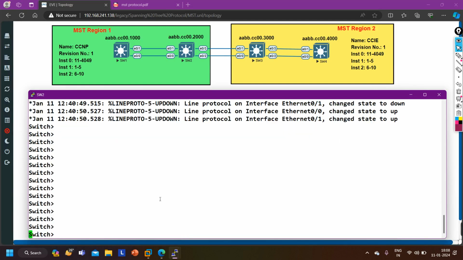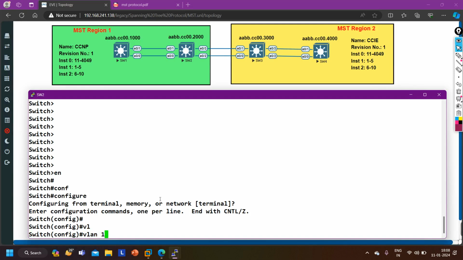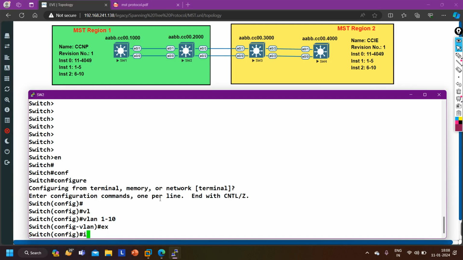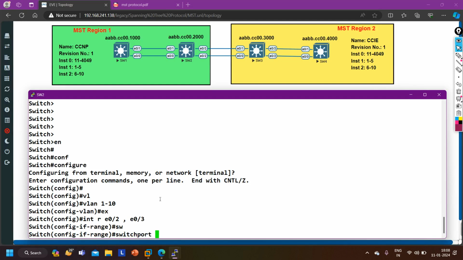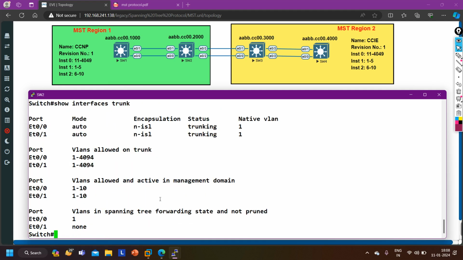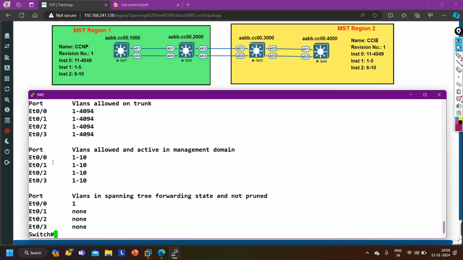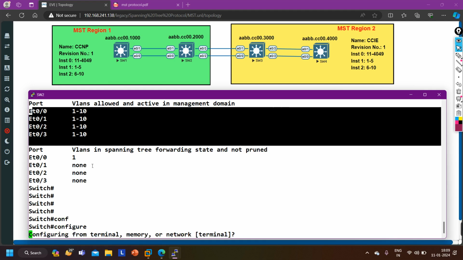Now let me take you to switch number 2. On this switch also I'm going to configure VLAN 1 to 10 first. Then interface range E0/2 as well as E0/3, switchport mode dynamic desirable. And show interface trunk. So now you can see 0/0, 0/1, these 2 interfaces are trunk, and all interfaces are trunk. Now I am going to configure MST here.